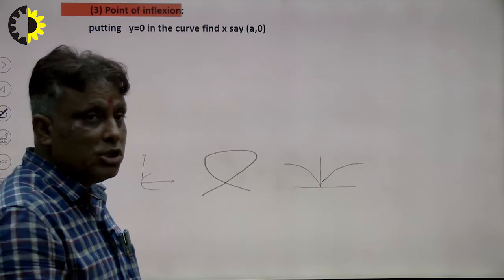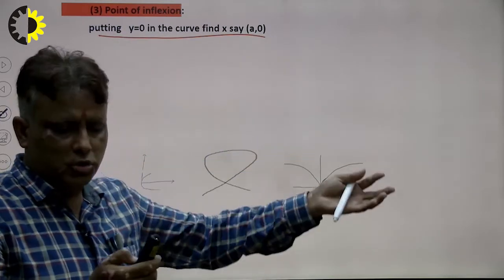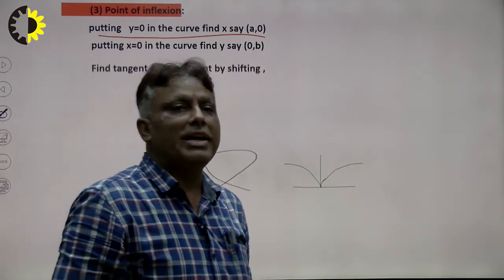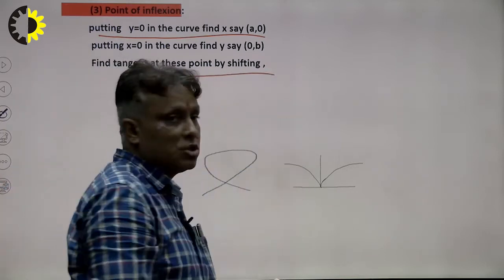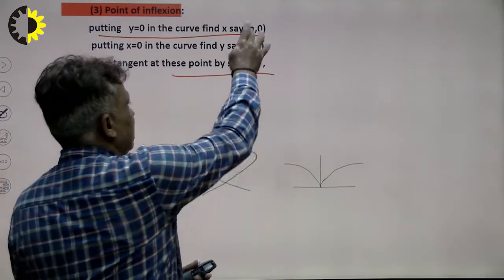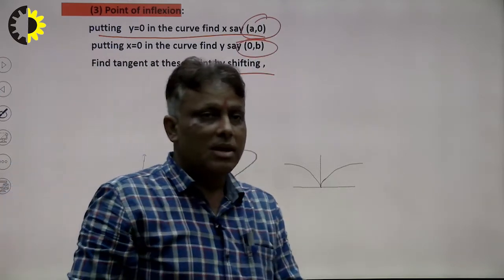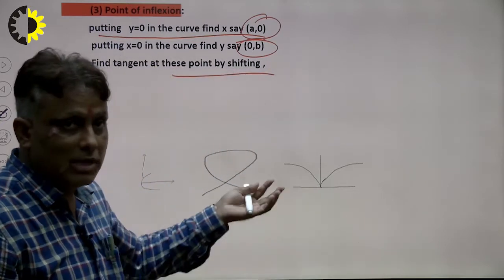Putting y equal to 0 in the curve, find the value of x, say (a, 0) here. Putting x equal to 0, find the value of y, say (0, y). Now find the tangent at any point. First of all, we shift this point and this point in the curve. Students know how to shift the curve; they study it in the 12th level as well as 11th. So I will explain it when we solve the problem.